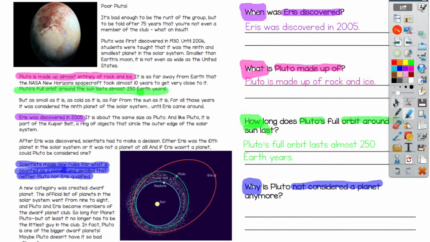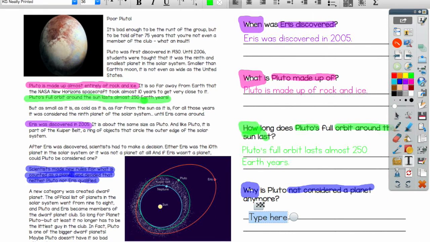So now that I've found my evidence in the text, I'm going to write my answer. My answer would be Pluto is not considered a planet anymore because scientists made new rules.